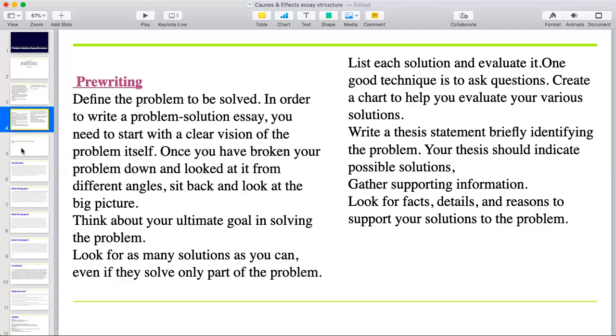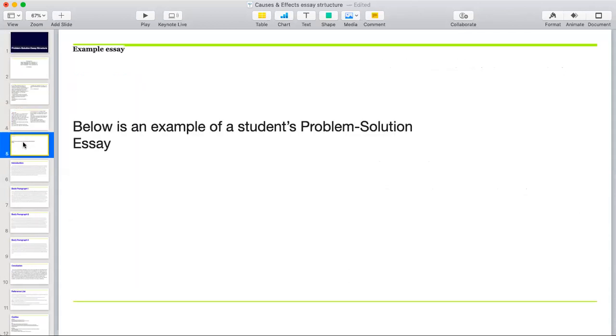Okay? Does anyone have any problems with the pre-writing phase, with the thinking, the narrowing down, the zooming in? Any problems, any questions? Great. Okay, let's move on now to the writing phase.